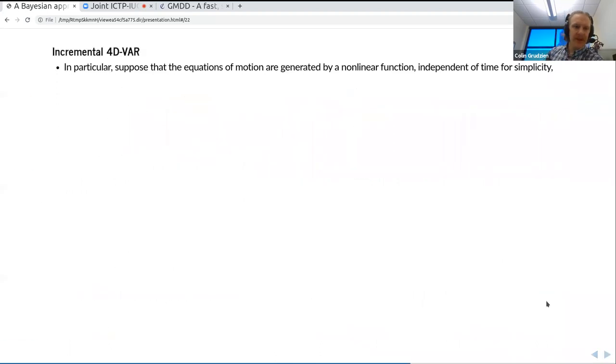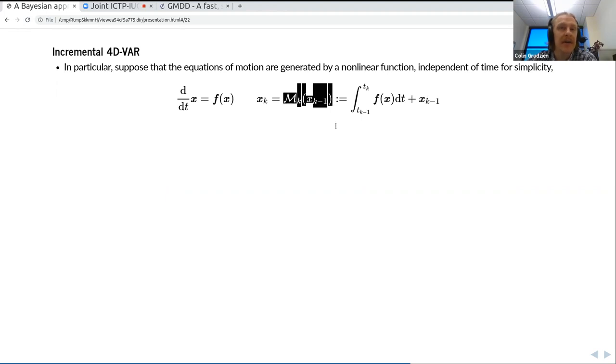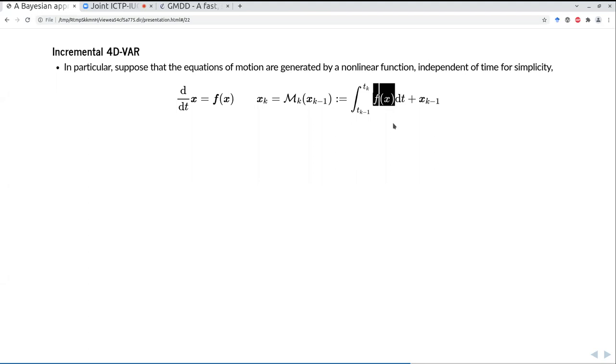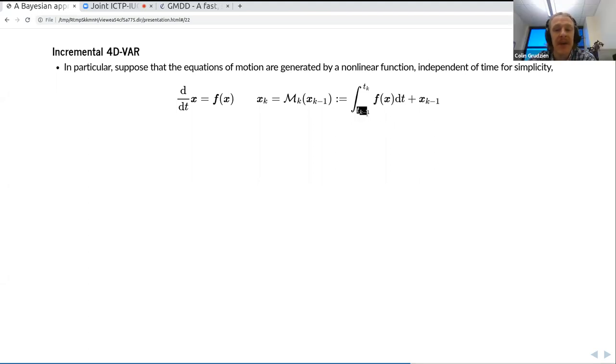Let's suppose that the equations of motion are generated by a nonlinear function, and let's again take it independent of time for simplicity, where the derivative of the physical model state in time is given by some function f. We can formally write this nonlinear map propagating our last model state to the current model state as the integral of the equations of motion with respect to time between the time points, plus the last initial condition.